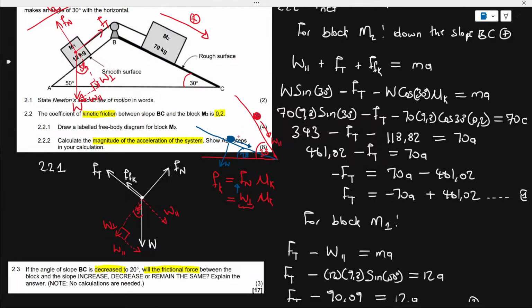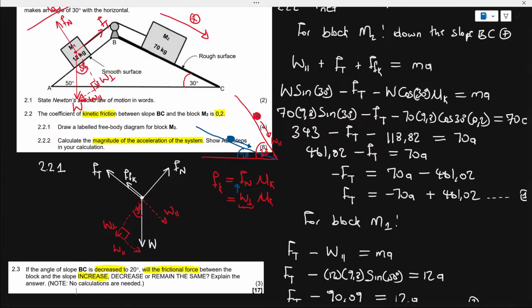So all in all, because of this increase in the perpendicular component of the weight, if you decrease the angle, then there will be more frictional force. As a result, to answer this question, they wanted to know what will happen with the frictional force. So the frictional force will increase due to the increase in the perpendicular component of the weight.